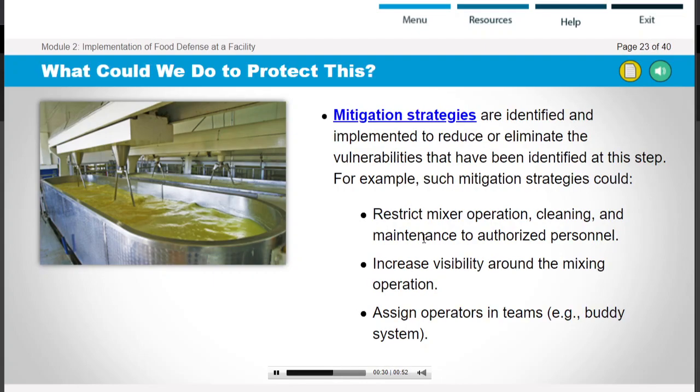In this example, mitigation strategies that could be used to reduce this vulnerability are restricting the operation, cleaning, and maintenance of the mixer to authorized personnel only, maximizing the visibility of the mixing operation to allow a clear view of this step, or assigning operators in such a way that no one is alone while the mixer is in operation.